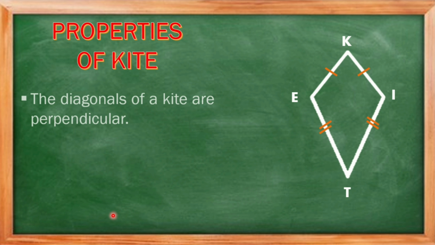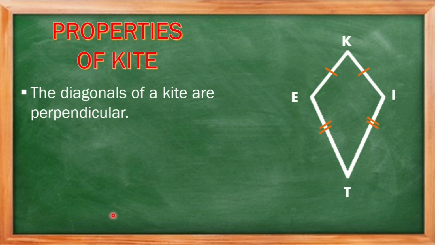Here are the properties of a kite. So, first, the diagonals of a kite are perpendicular. So, in this figure, ito yung diagonals nila. Okay, so we have diagonal KT and diagonal EI. So, in notation, we have KT is perpendicular to EI. Now, ang intersection ng KT at saka ni EI, let's name it point O.